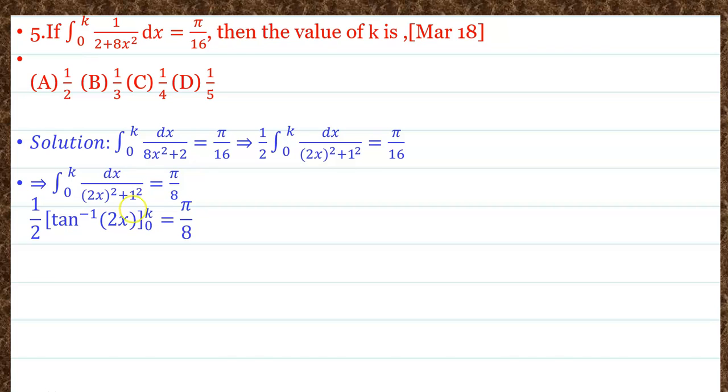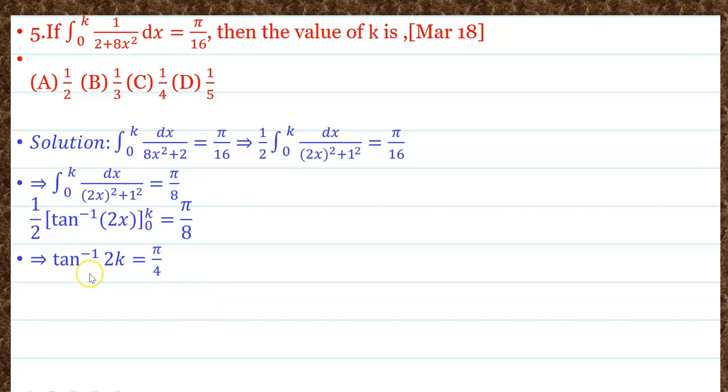प्लस b स्क्वेअर. ओके, ज्यावेळेस असं असेल त्यावेळेस 1/a आपण ट्रीट करत असतो. Therefore 1/a means what? Here is a 2. Therefore 1/2 tan inverse of 2x upon 1 means what? 2x. Tan inverse of 2x, lower limit is 0, upper limit is k, pi by 8. पुन्हा इथे 2 cancel करणार आपण इथे. Tan inverse of 2k is equals to pi by 4.